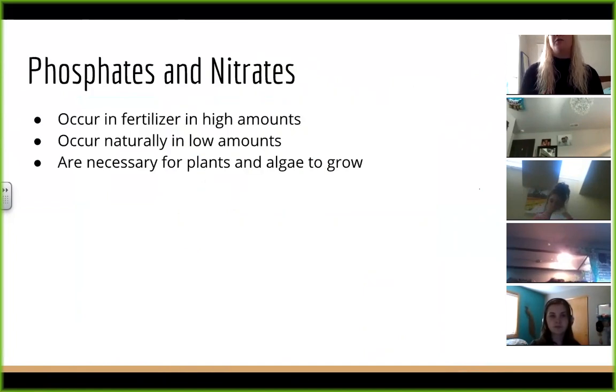Phosphates and nitrates. Now, these are actually caused by humans for the most part in multiple ways, which we'll talk about. So first of all, they do naturally occur, right? They're not something we invented, but they're really low amounts in water and in nature. Fertilizer has a ton of them, right? Because we actually found out that if you put phosphates and nitrates on plants, they grow like crazy. It actually stimulates their growth. So they're necessary for plants, but usually in the natural world, fertilizer is not there.